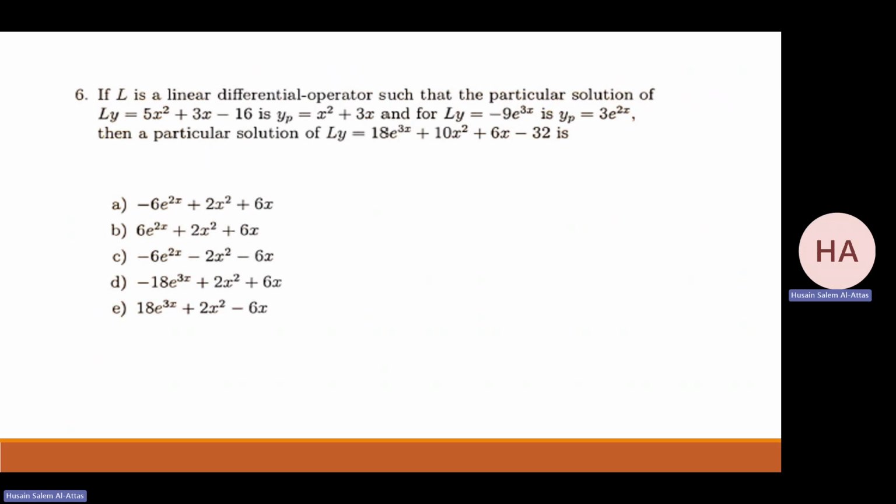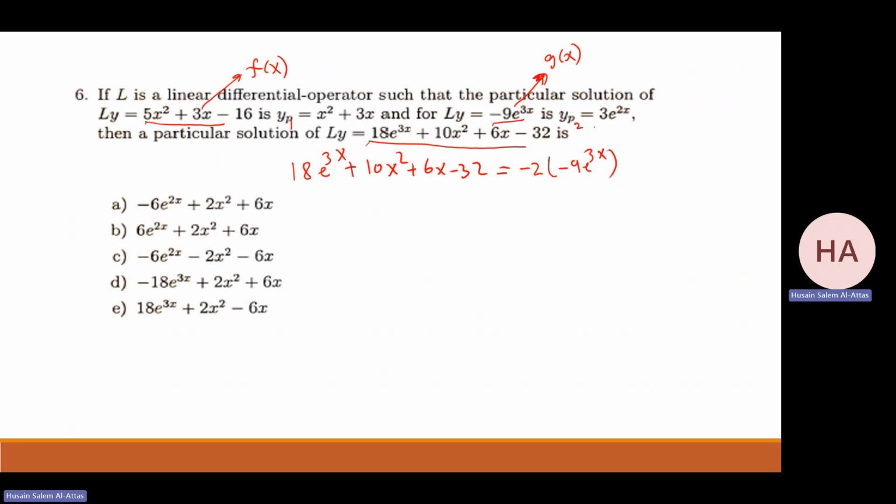If it is linear, then for the particular solution I need the superposition principle. This is yp1, this is f of x. This is yp1, this is g of x, and this is yp2. So I need to write this in terms of f and g. I have 18 e^3x. I need this to be minus 9, sorry. This is my g. So that will be minus 2 times minus 9 e^3x, which is 18 e^3x. So I have minus 2g.